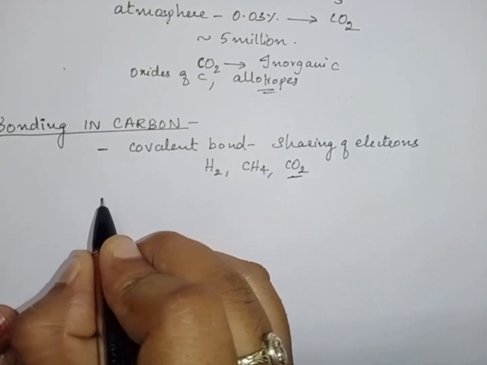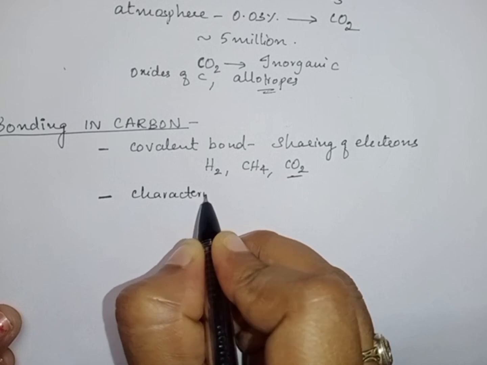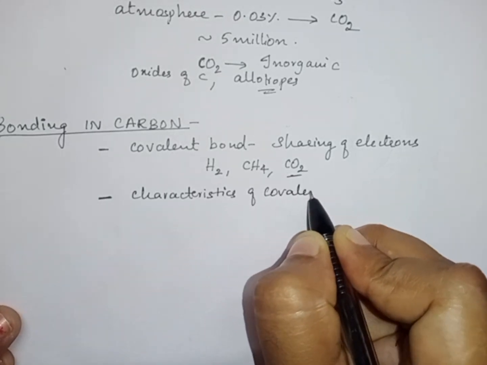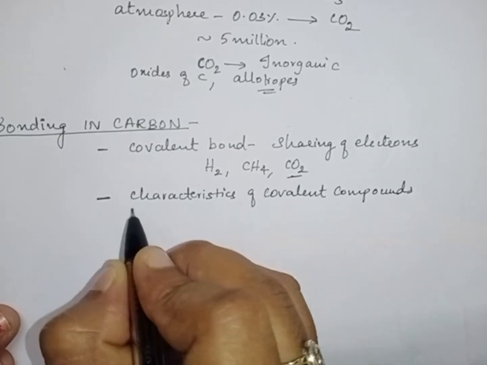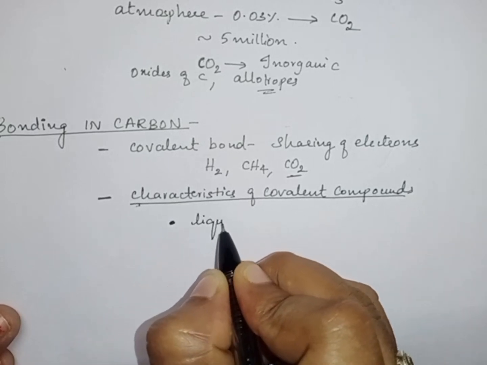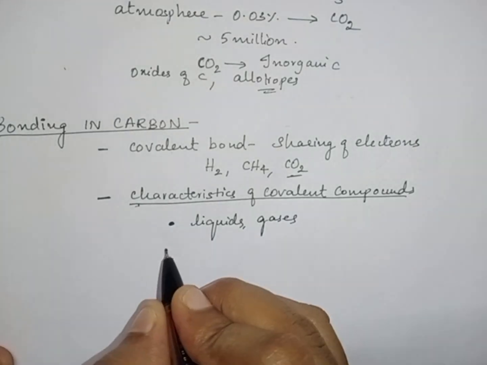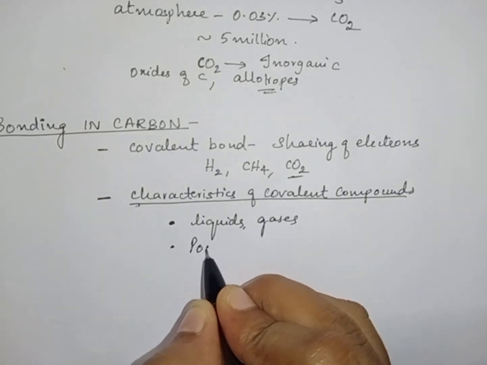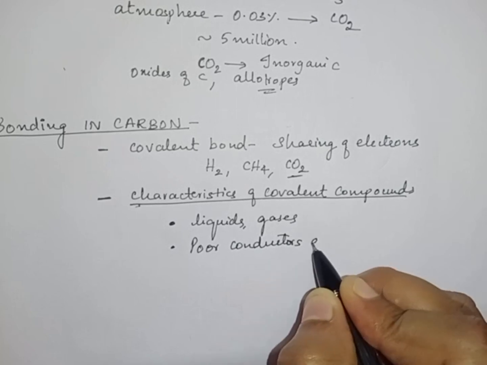Fine. Now, we have to study the characteristics of covalent compounds. What are the characteristics of covalent compounds? First one, they usually exist as liquids and gases. Next point is they are poor conductors of electricity.